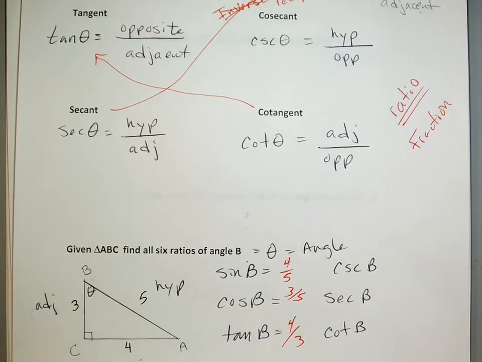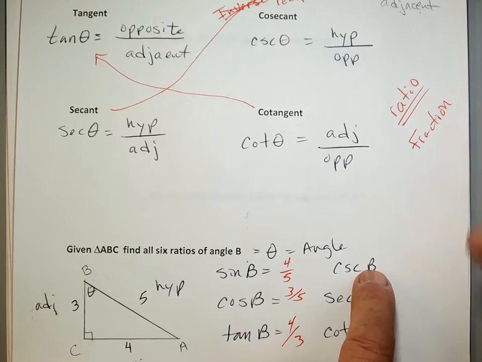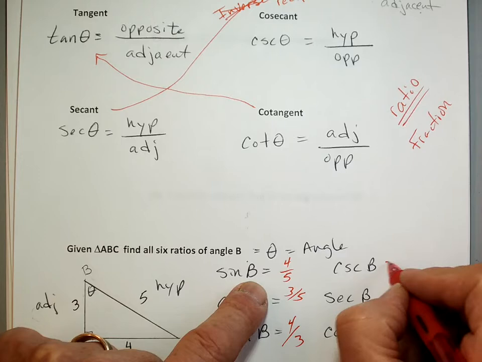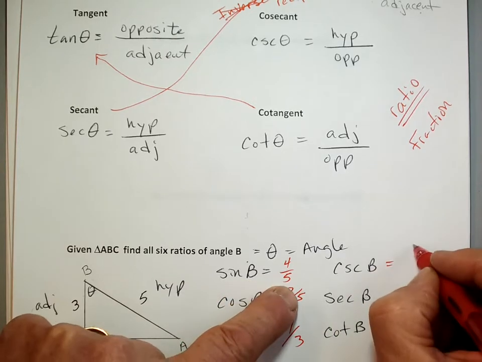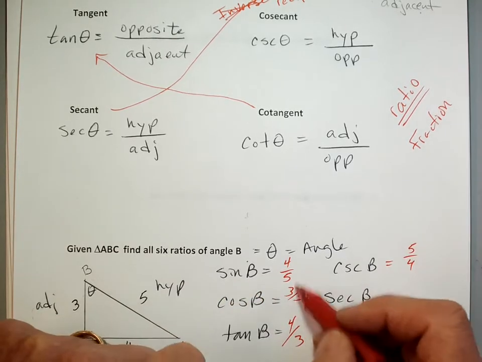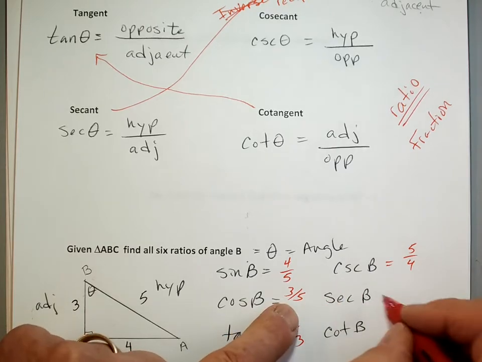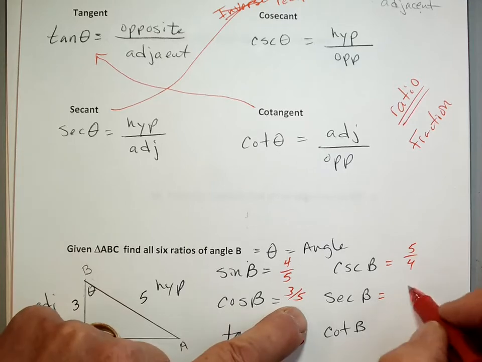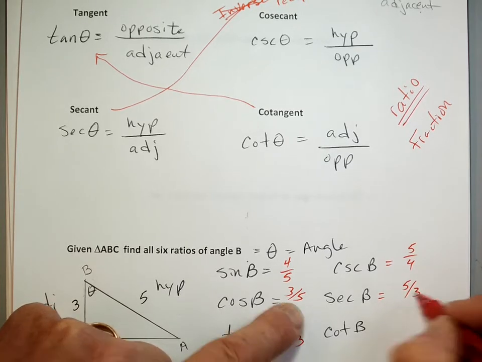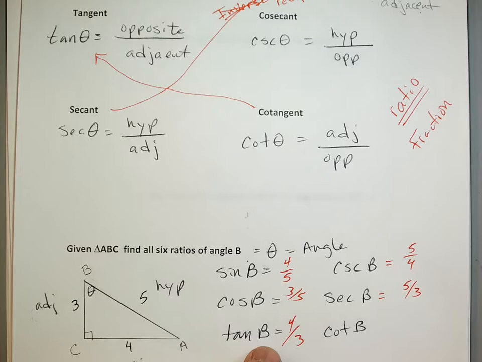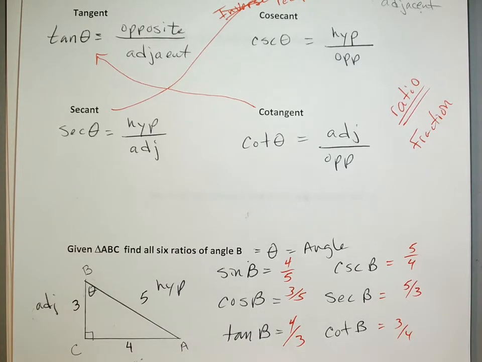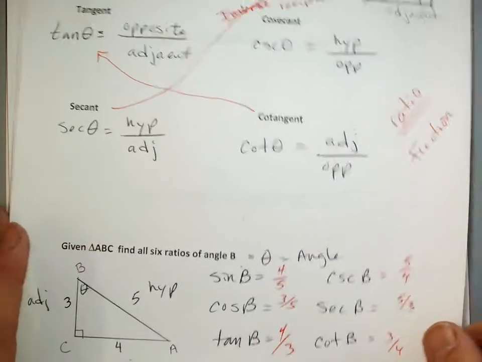Now, this gets easy. If cosecant is the inverse, the reciprocal of sine, then cosecant of B is 5 over 4. Just flip the fraction. It's reciprocal. Secant is just the reciprocal of cosine, so just flip the fraction: 5 over 3. And cotangent is just reciprocal tangent, which makes it 3 over 4. That's it. Now, those are the ratios. Let's actually do some math, because the ratios are just setting us up for doing some math.